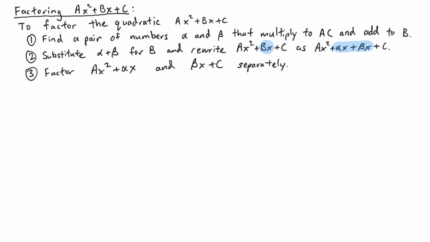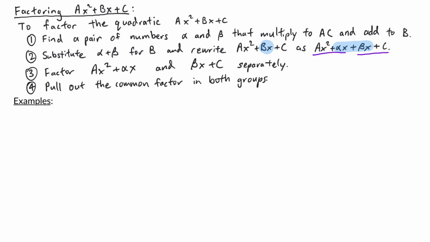In our next step, we'll be grouping certain terms together. We'll look at ax squared plus alpha x on its own and beta x plus c on its own, and we're going to factor these separately. And then our final step is to pull out the common factor in both groups. Let's go through some examples to see how this procedure works.